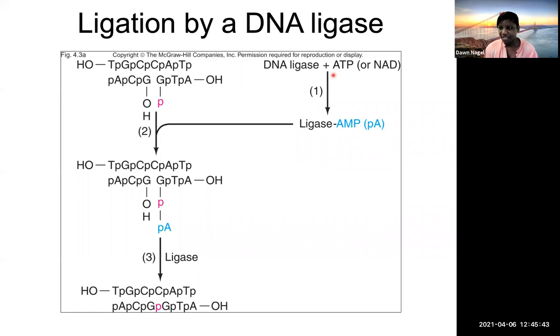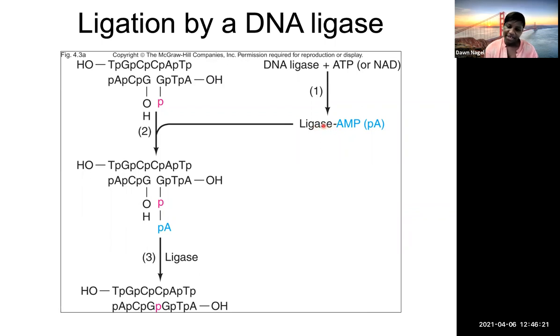Very early on in the first lecture, I mentioned that ATP is the energy storage molecule within the cell. That's the same for NAD, which is also another molecule that helps to store energy. So in this case, the ATP, which is adenosine triphosphate, has three phosphate groups attached to the adenine, and it attaches to this ligase. When it attaches to and reacts with the ligase, that ligase then becomes activated. So now it's an activated enzyme.